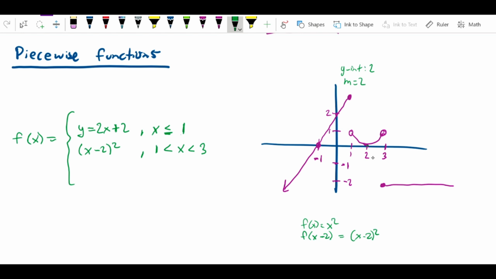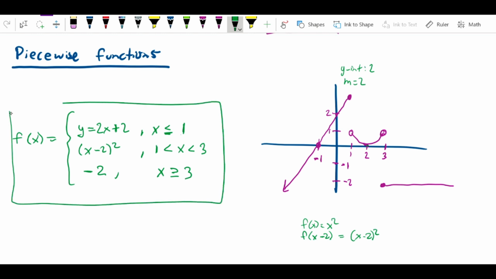And then finally, if you look down here, for all values that are greater than or equal to 3, the function is simply the constant function -2. So I'm going to write -2 for the values x greater than or equal to 3. And there's our piecewise definition of the function that I've drawn.